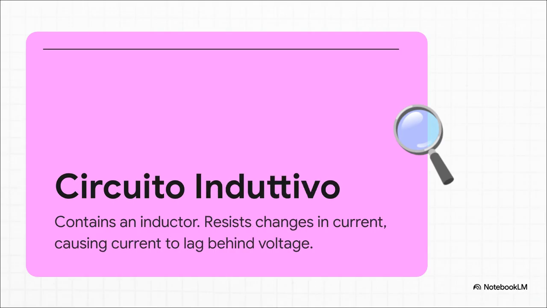Now, things get a little more interesting with the inductor. You can think of it as having this sort of electrical inertia. It hates change. Imagine trying to spin a really heavy flywheel. When you first apply the force, that's the voltage, it takes a second for that heavy wheel, that's the current, to really get spinning. And that's exactly why in an inductive circuit, the current always lags behind the voltage.